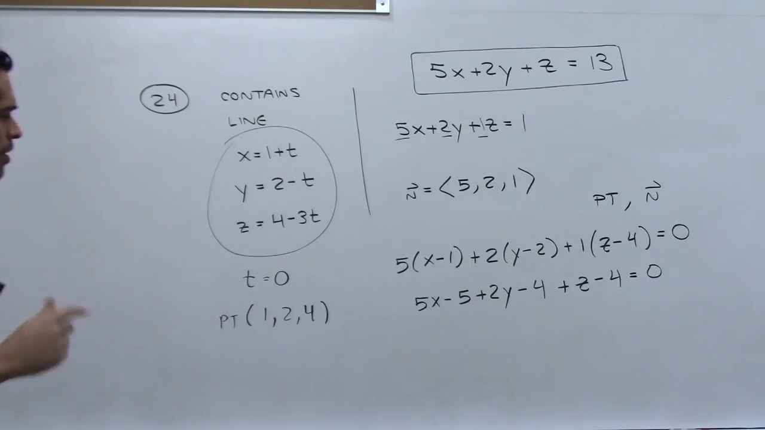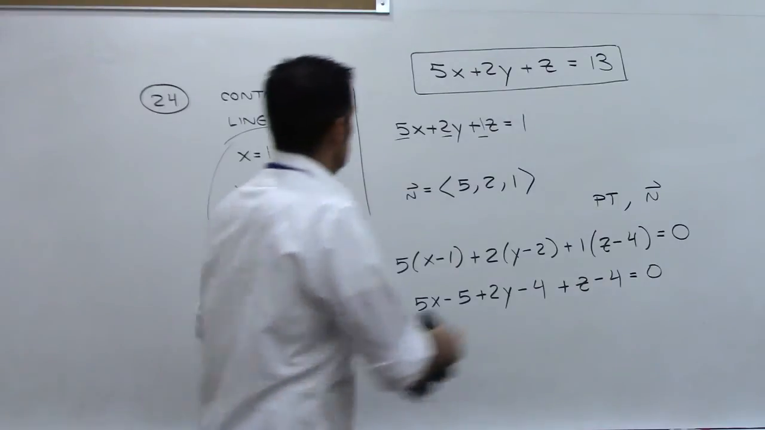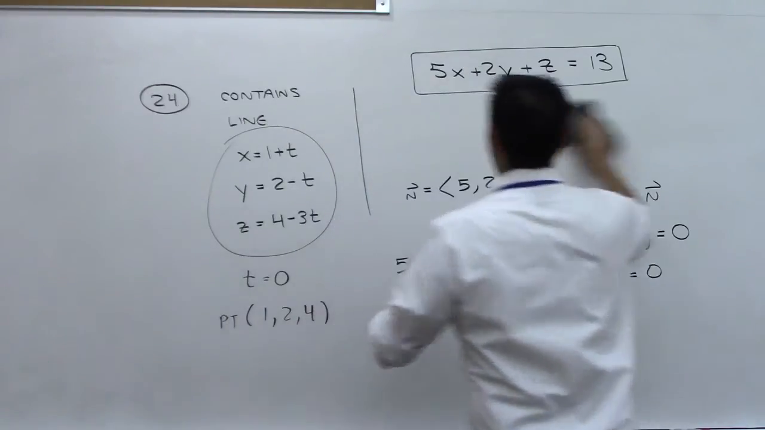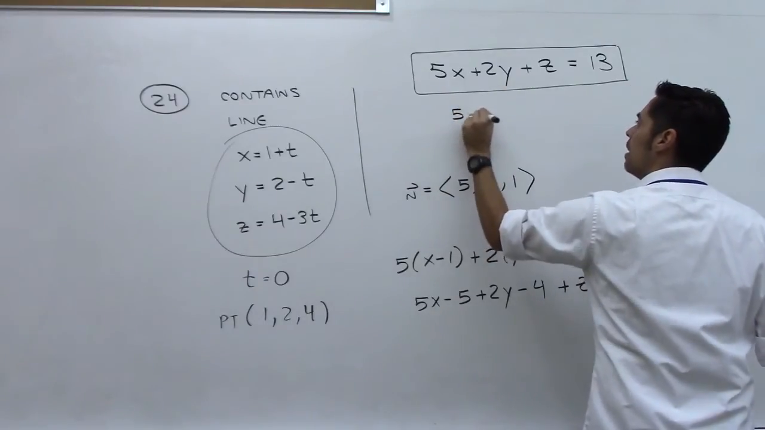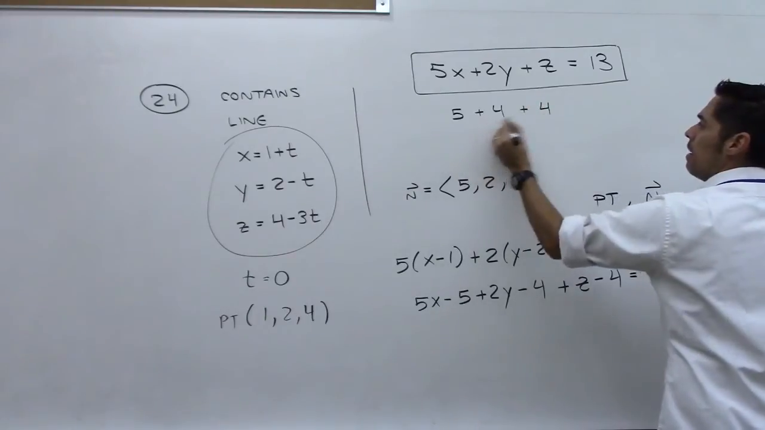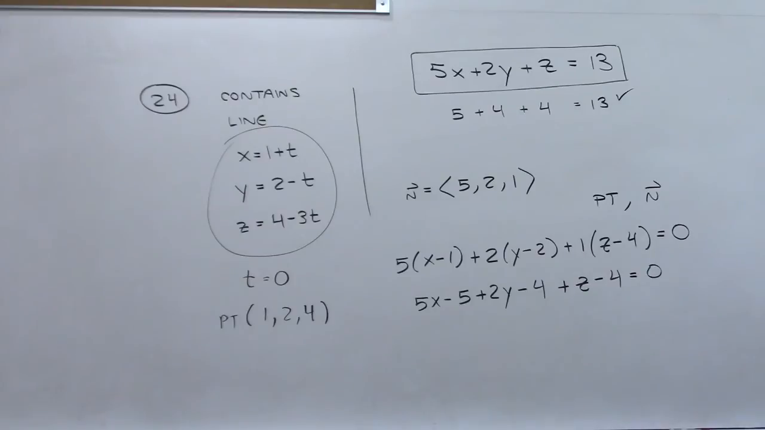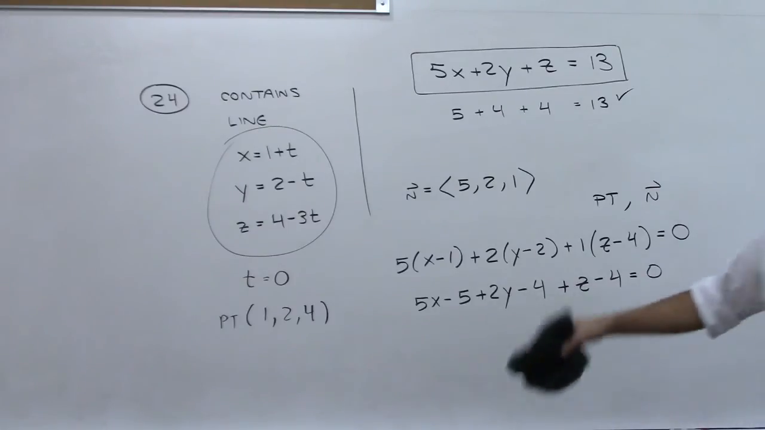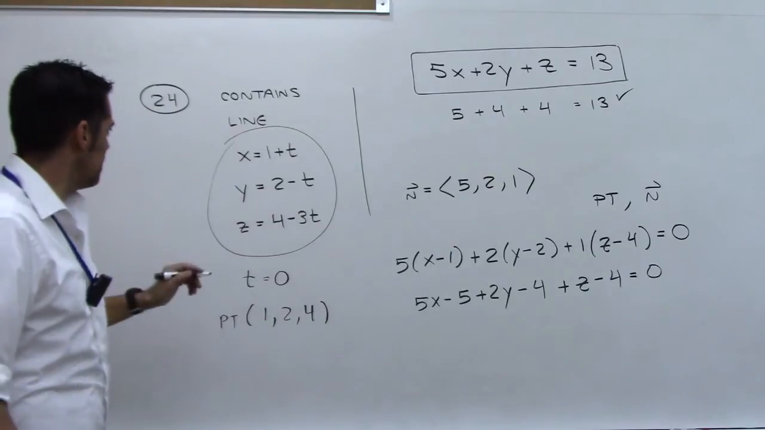Should we check first that this point does live there? Plug in 1, 2, 4. Plug in 1, we get 5, 2 in here, we get 4, plug in 4 in there, we get 9 plus 4 is 13, that checks. And I said it didn't matter what point I picked, so I bet any other point on this line is going to live there too. Should we check another one?